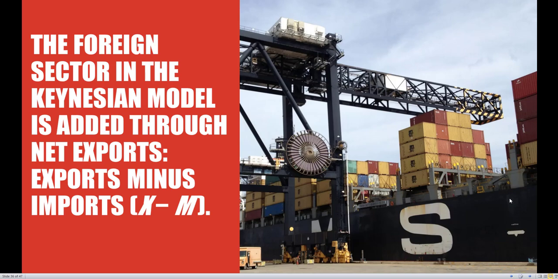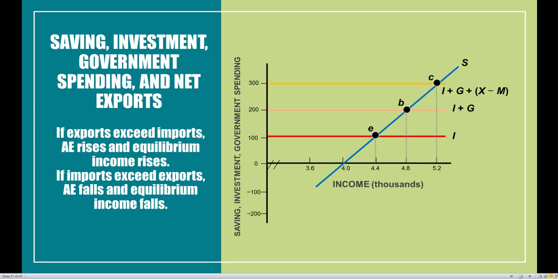The final variable that we need to add in order to get the full aggregate expenditures model is the foreign sector. This is going to be added through our net exports, so exports minus imports, X minus M. Thankfully, for our purposes, net exports are going to have the same exact impact as we saw with government spending and investment. So it is going to be affected by the multiplier.